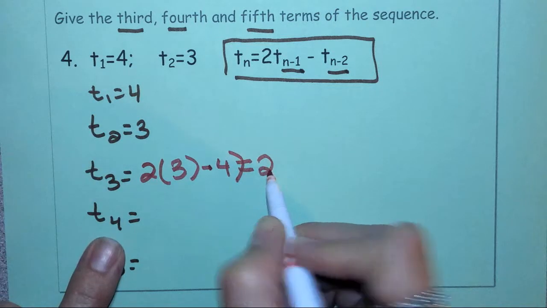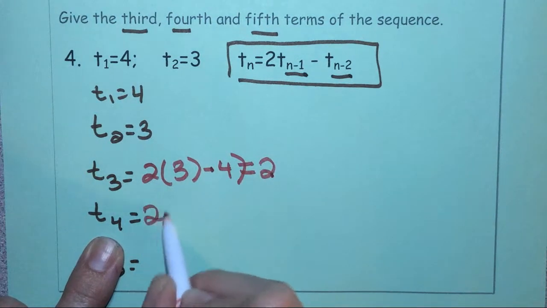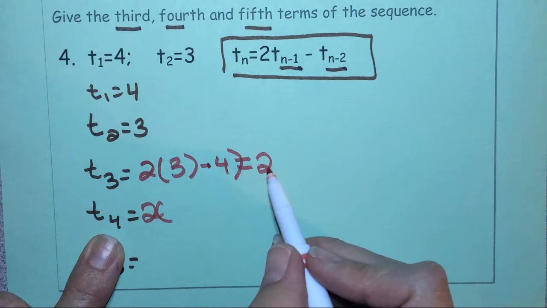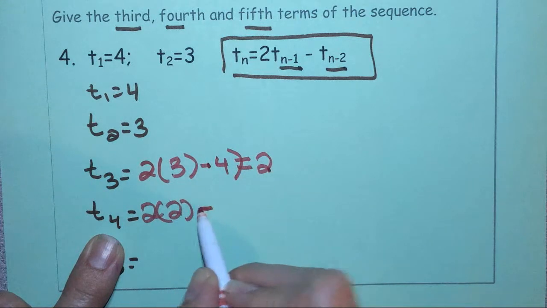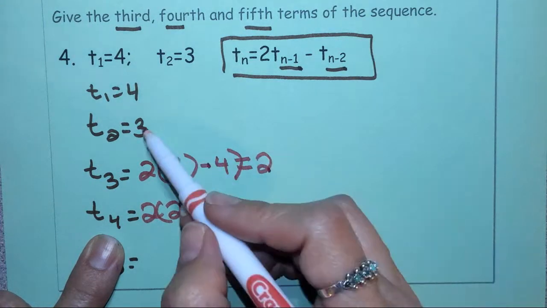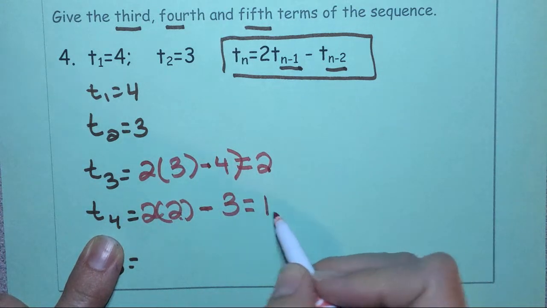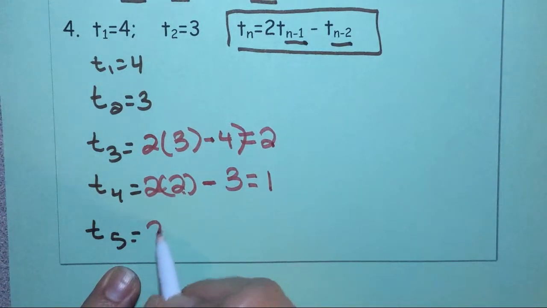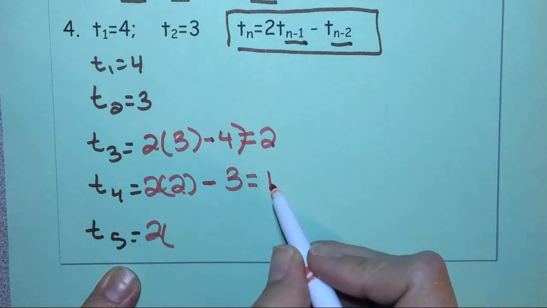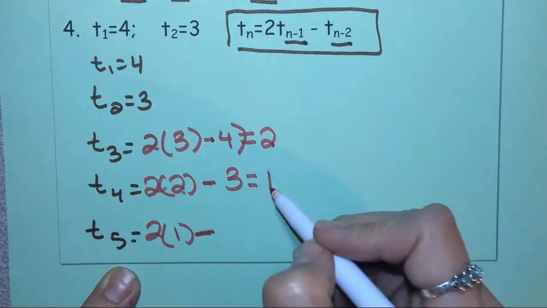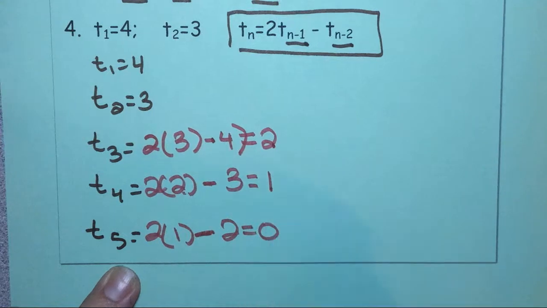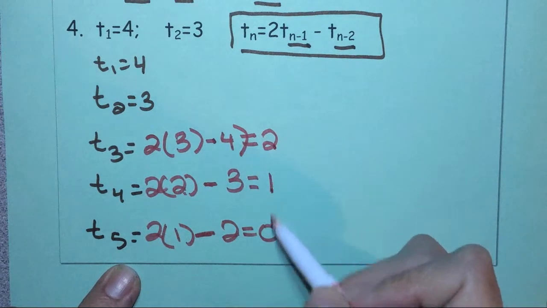Okay, let's do the pattern again. It says take 2 times the 1 above, which is 2, minus, I gotta go 2 above, 1, 2, 3. 2 times 2 is 4, minus 3 is 1. Okay, the pattern again. 2 times the 1 above, minus 2 above. So my answers are 2, 1, and 0.